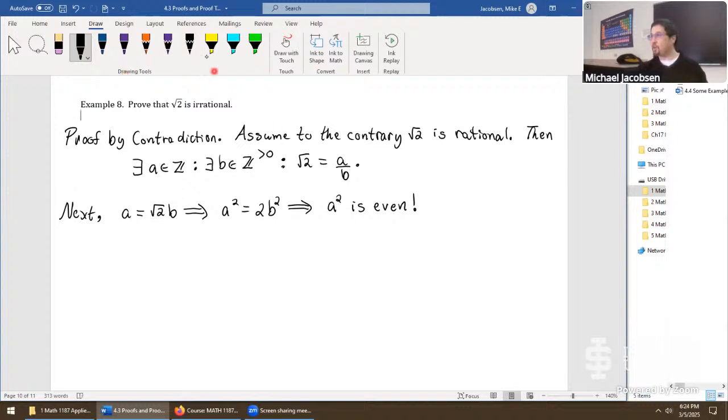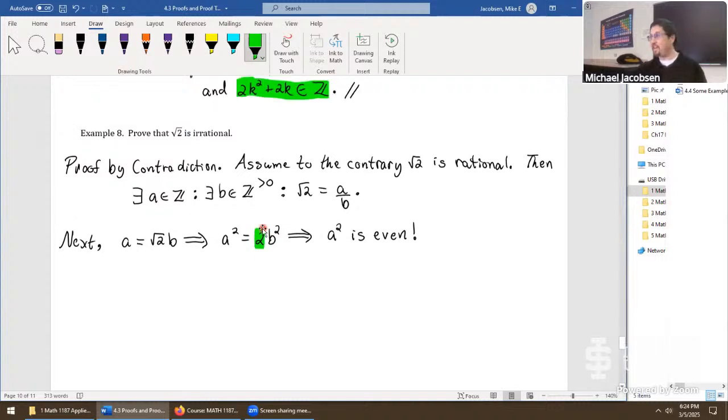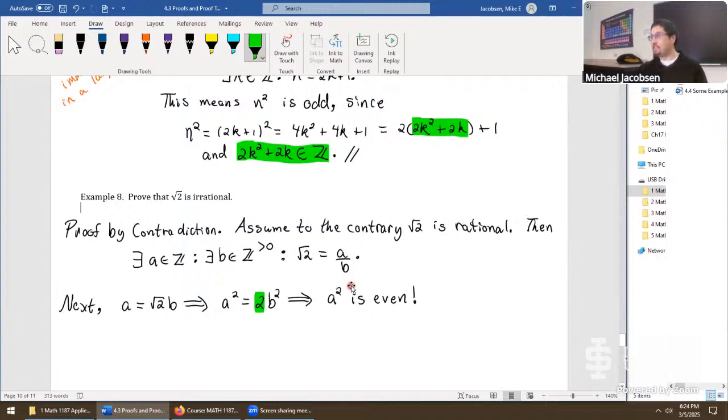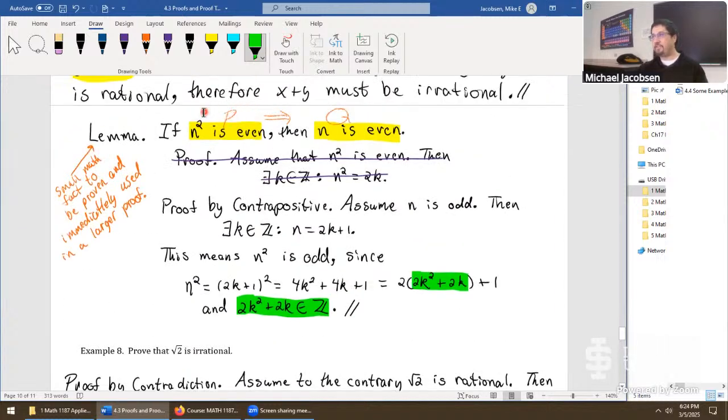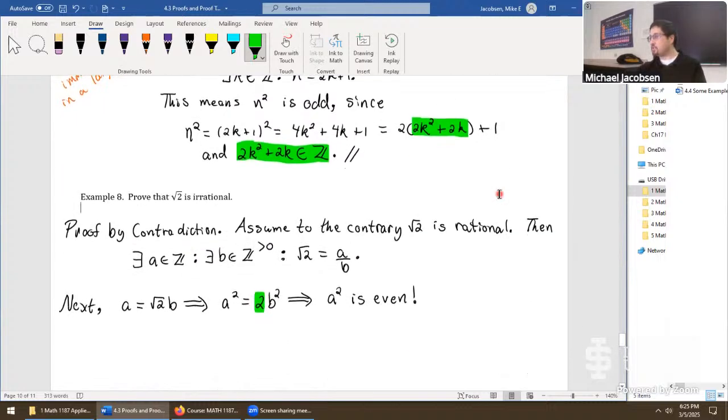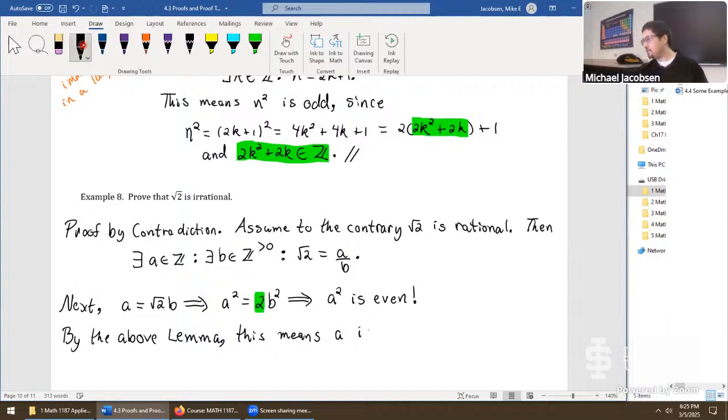It's weird to put an exclamation mark, but that's an important statement right there. That's the tie-in. Just because we saw a 2 there, we can now say A squared is even, tying in the lemma above. If n squared is even, or A squared is even, or anything, we can immediately conclude by the lemma, A is even as well. So we'll say down here, by the above lemma, this means A is even.